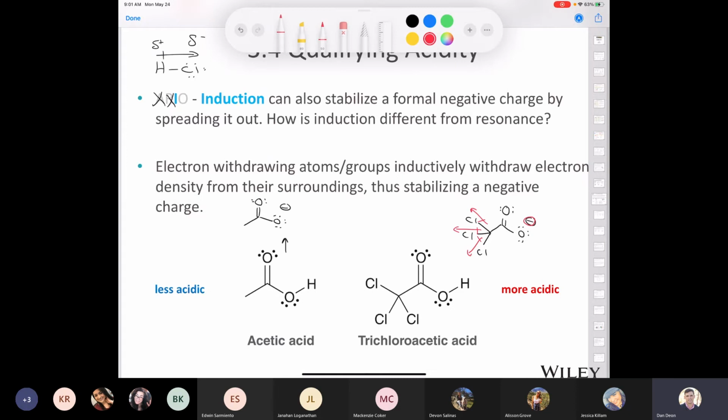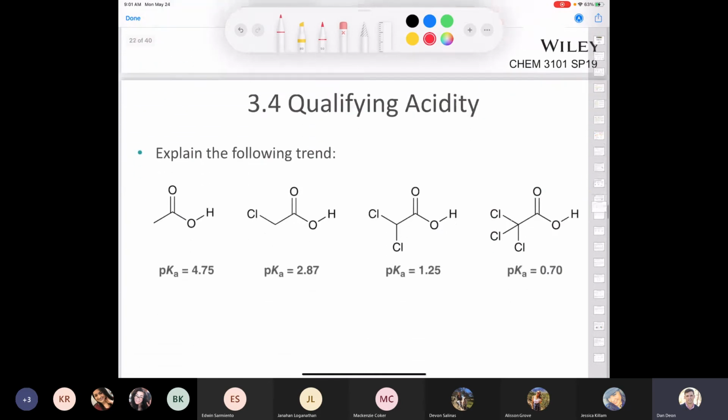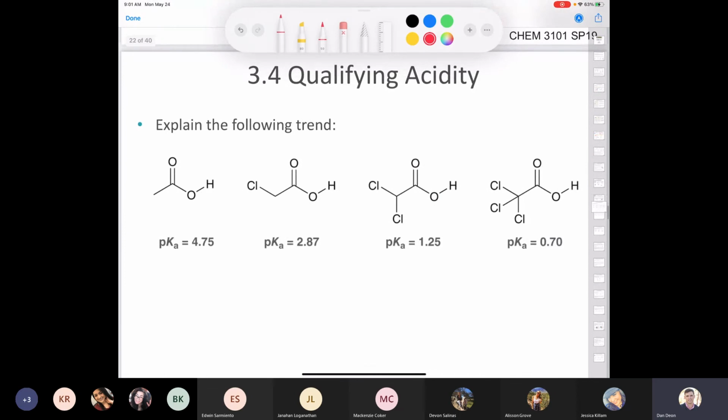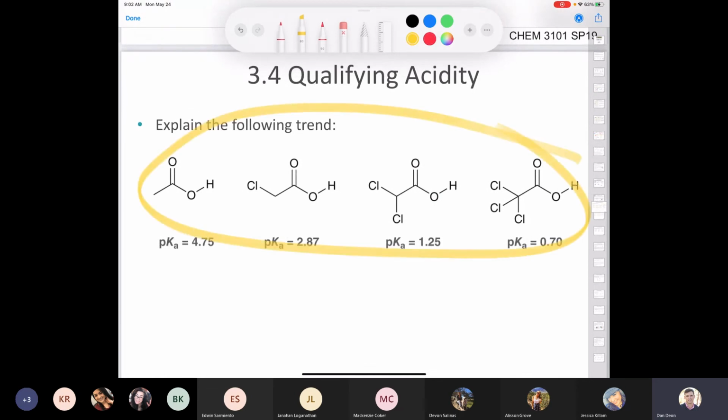Good, good. This one's a little more conceptual, because you're not drawing a resonance structure. You're not just qualifying it with size or electronegativity or something like that. So let's say I gave you these four carboxylic acids on your next quiz, and I said, which one of these is the most acidic?